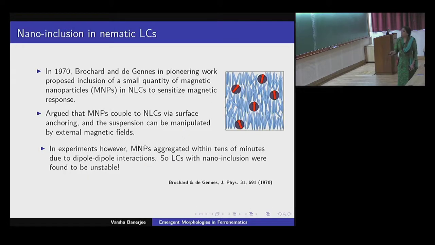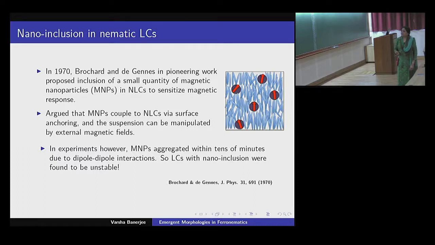Way back in 1970, Brochard and de Gennes, in very pioneering work, proposed that one could include a small quantity of magnetic nanoparticles in NLCs and make them sensitive to a magnetic response. What they argued is that the MNPs would couple to the nematic liquid crystal molecules via surface anchoring, and then you can manipulate the system by virtue of external magnetic fields.